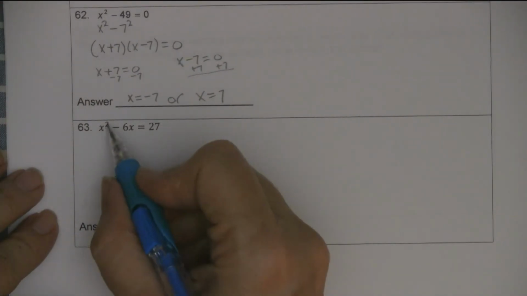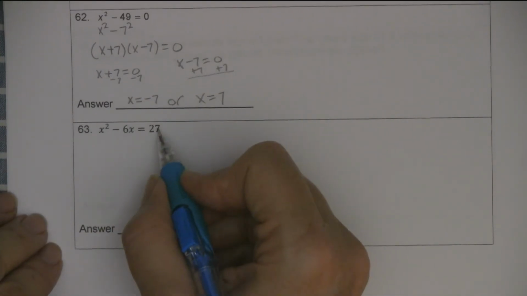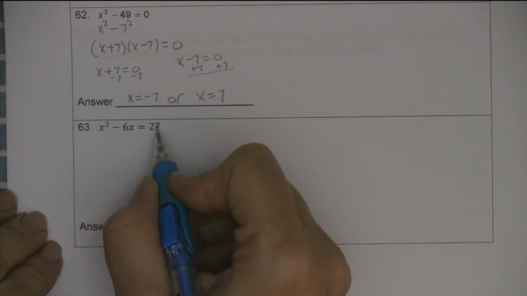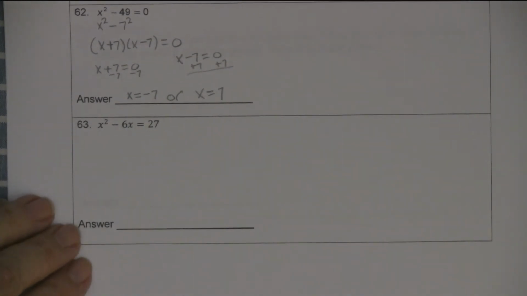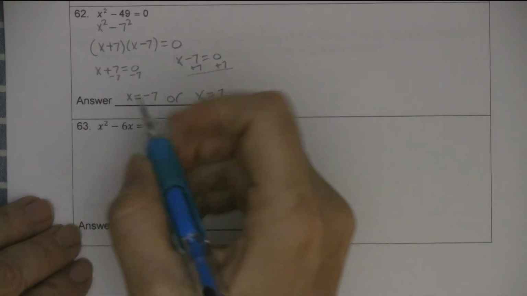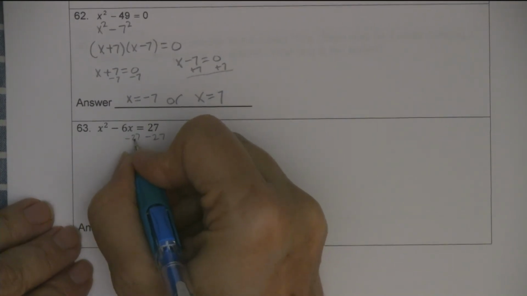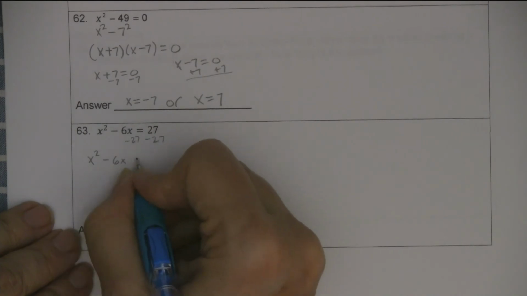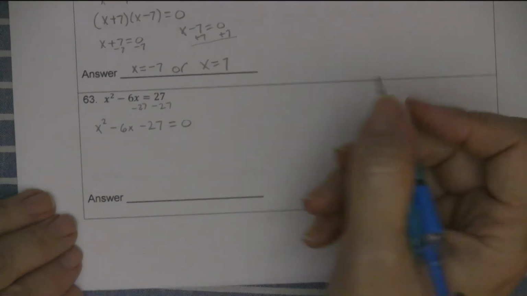This one is degree 2. And when it's degree 2 is when you want to get 0 on one side. So this is degree 2, degree 1, degree 0. The highest is degree 2, so you want to get 0 on one side. And I want my leader to be positive. So I'm going to take away 27 from both sides. And this is last. So this guy goes first, this guy goes second, this guy goes last. There's a hierarchy. Now I got to factor it.